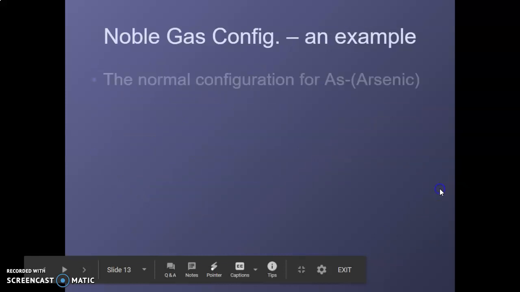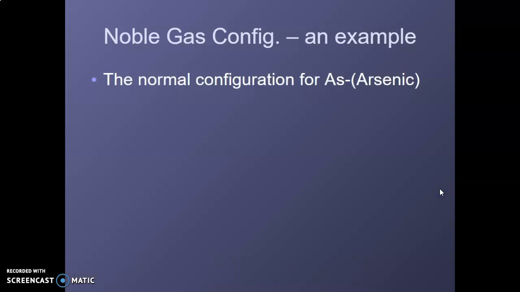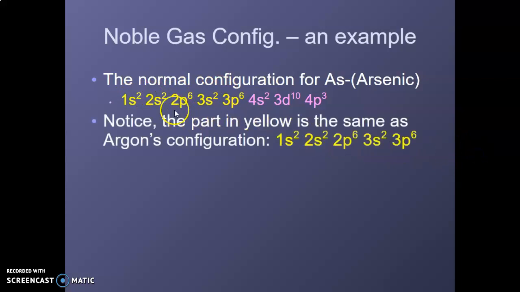All right, let's take a look at another example. Here's an example for arsenic. We took a look at arsenic earlier, and we saw that arsenic in its neutral state has 33 electrons. And this would be the complete electron configuration for arsenic. Remember, the sum of the exponents has to add up to the total number of electrons in this particular substance, and those exponents add up to 33. Okay, notice this part in yellow though, it's the same as argon's configuration. And argon is one of those group 8 noble gases. Argon's configuration is 1s2, 2s2, 2p6, 3s2, 3p6.